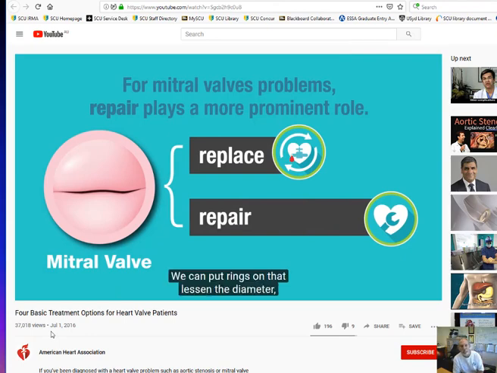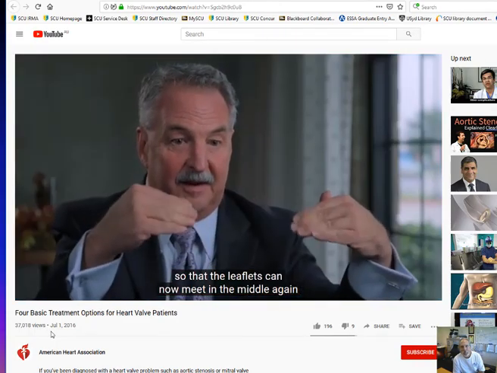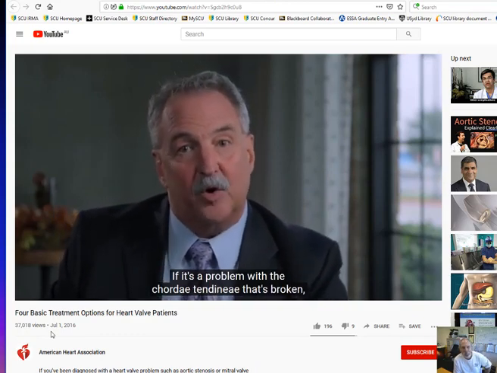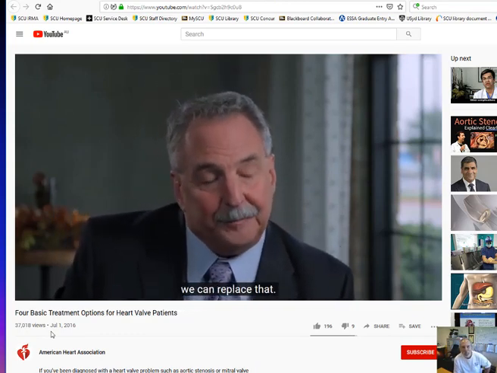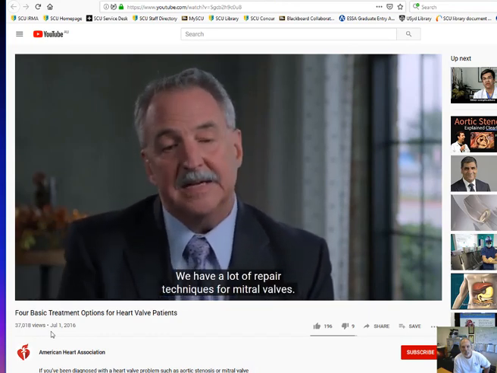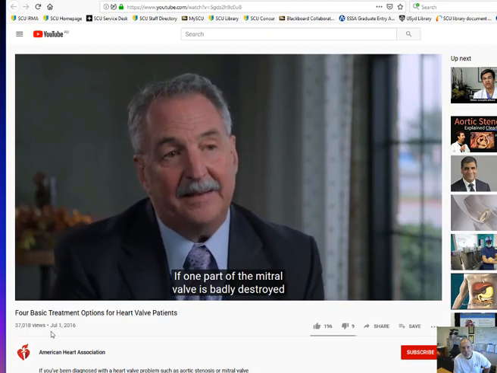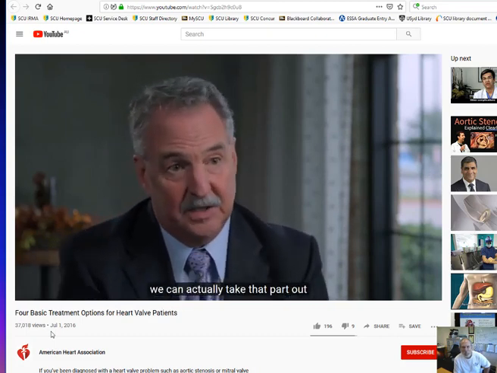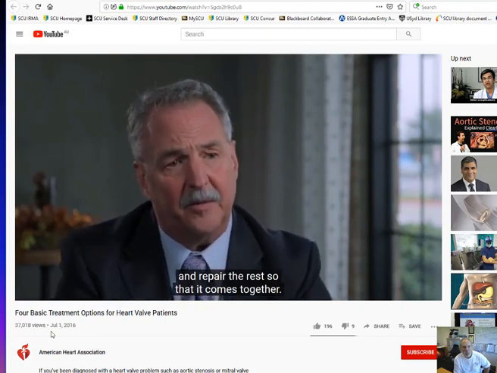We can put rings on that lessen the diameter so that the leaflets can now meet in the middle again instead of meeting out here. If it's a problem with the chordae tendineae that's broken, we can replace that. We have a lot of repair techniques for mitral valves. If one part of the mitral valve is badly destroyed and the rest is working, we can actually take that part out and repair the rest so that it comes together.